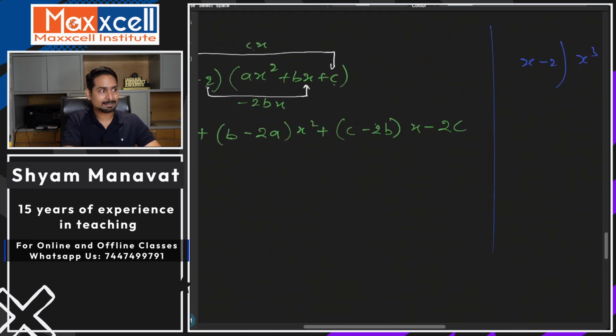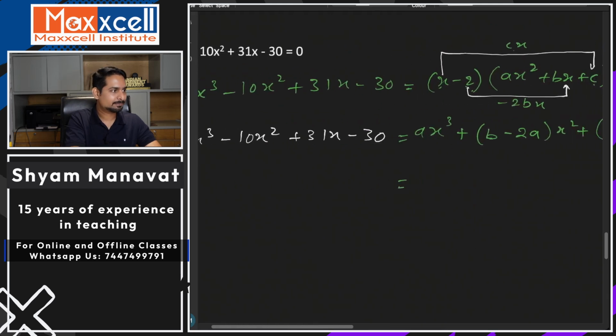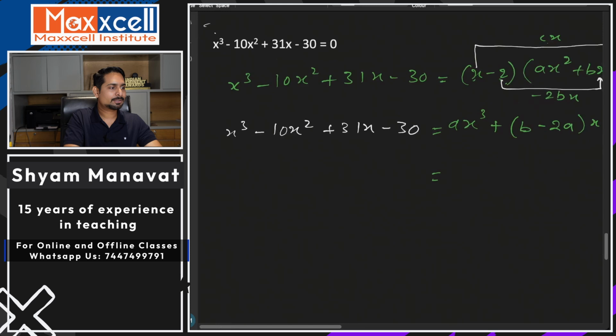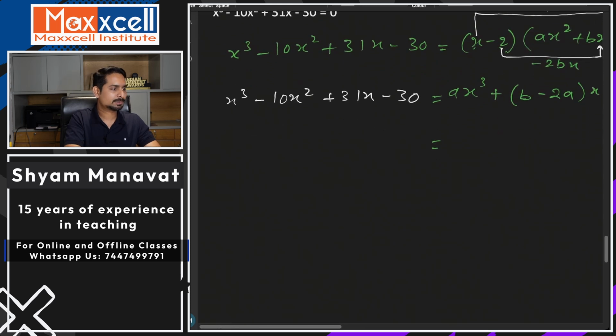So you can try that method also. As I said, I find this method is a little easier to explain to all my students. Now, comparing the coefficients. Let's compare the coefficients. Here I have got the x cube term. The coefficient of the x cube term at the right hand side is a, and the left hand side is 1. So let's say a equals 1 here.